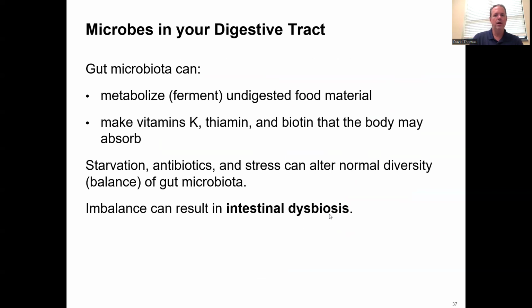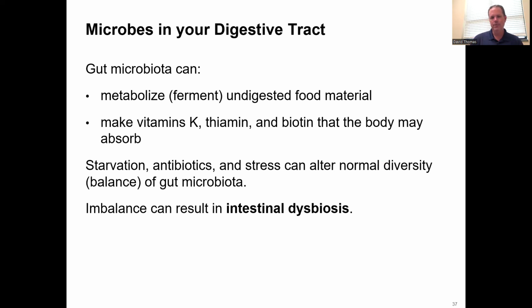A couple more things here. Microbes are very important in our bodies. The microbiology that we have, the living microscopic organisms in our intestines, is very important. They help us to basically finish breaking down some undigested food material, especially plant-based fiber. The gut flora, or the microbiota that we have, helps to break down some of that.